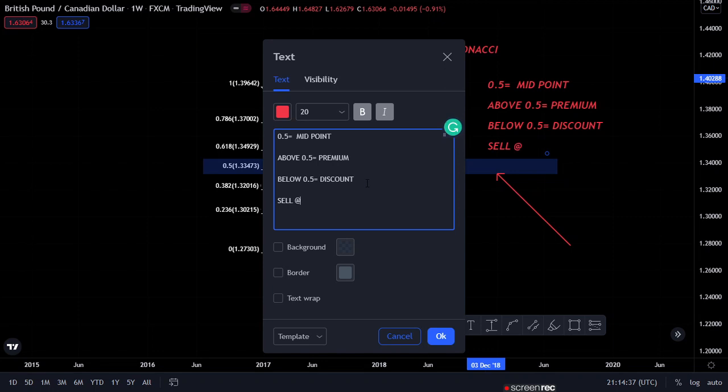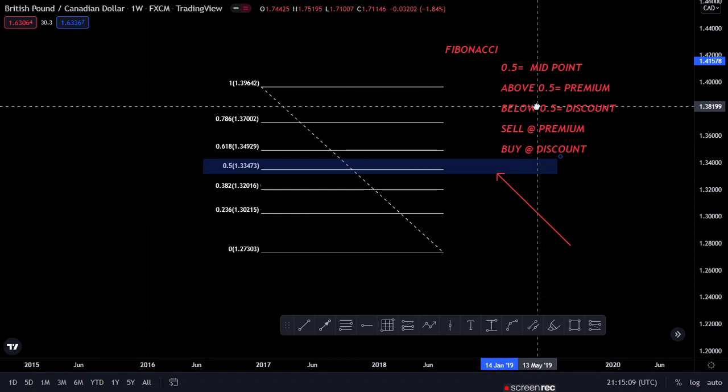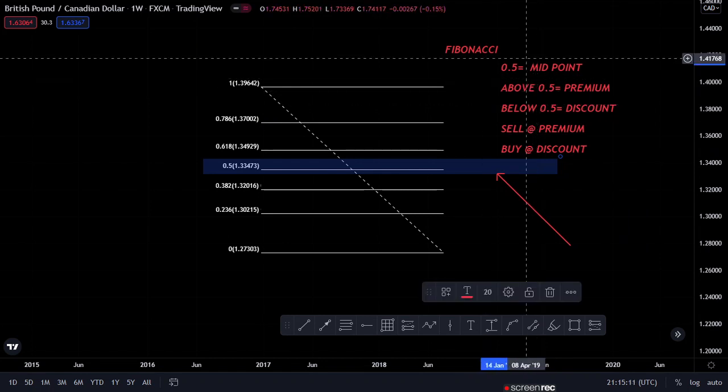Now, these are the things you need to know again. Sell at premium, and then buy at discount. These are the things you know. Very, very important.